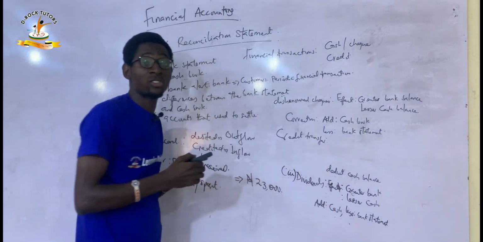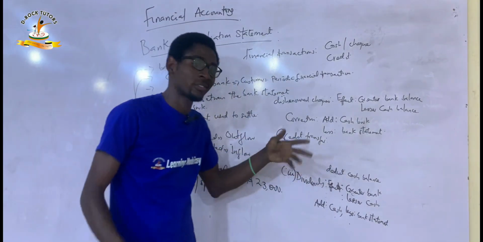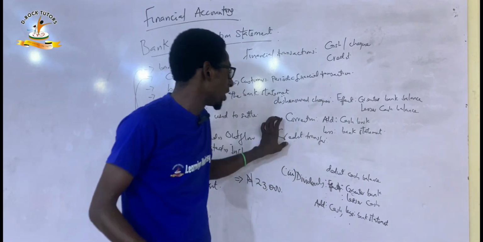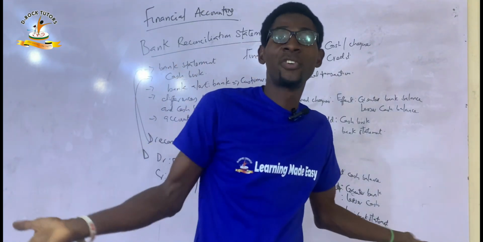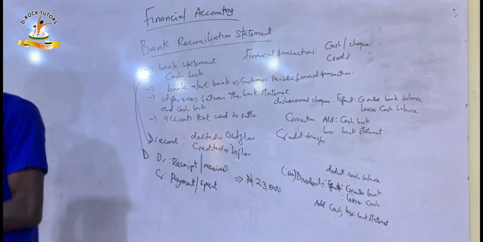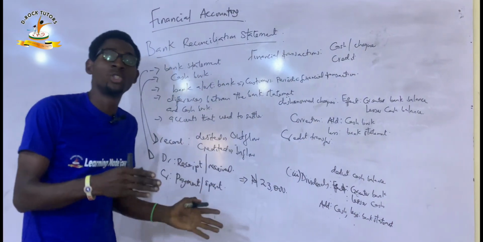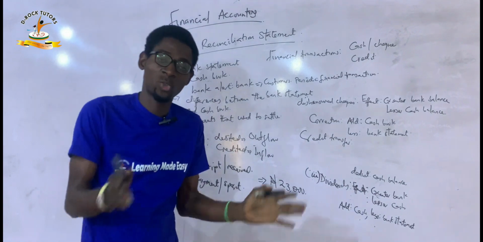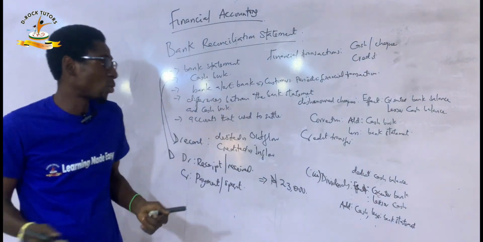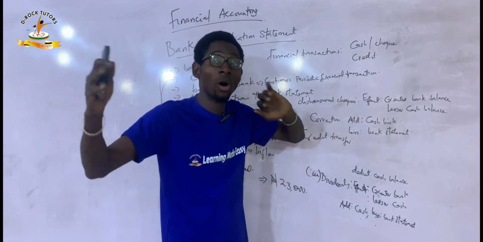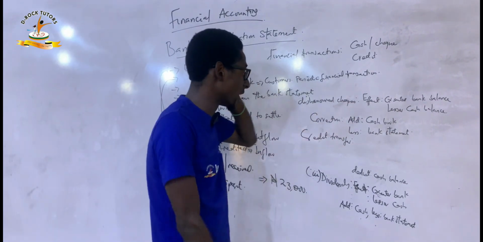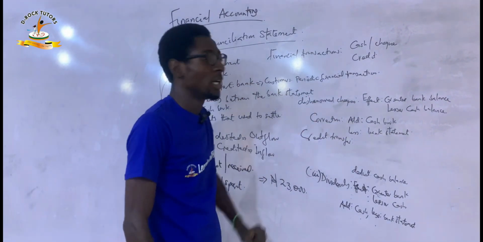Another one we have is what we call credit transfer. Credit transfer is simply put as a situation whereby payment is made into your account without your notification. Somebody that was initially owing you has paid you, but the person did not tell you that such payment has been made. So what will it cause? It will cause your bank statement to be higher than your cash balance. So the correction too will be like this.